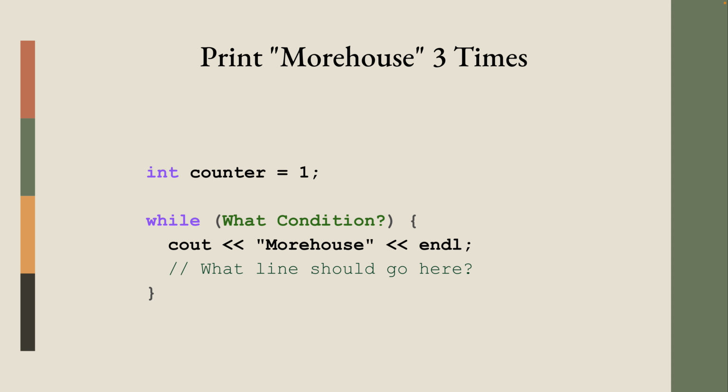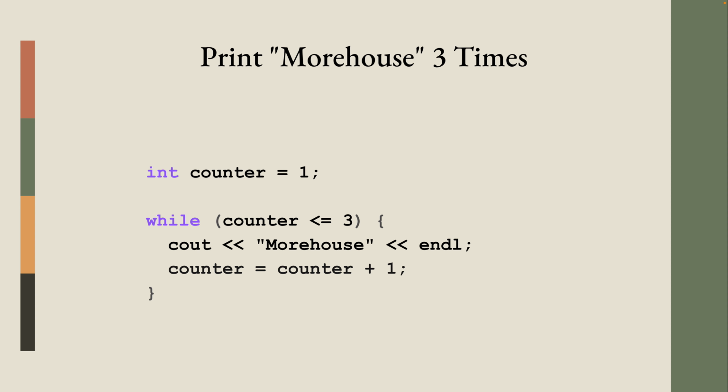So first off, how many times is this loop gonna run? 3 times. Sorry, we want it to run 3 times. What can we put in the condition to make sure it runs 3 times? Yeah, counter is less than or equal to 3. And what do we have to do in here? Counter plus 3? Counter plus 1. Yeah, so we'd have to set counter is equal to counter plus 1. Right, so the first time counter is 1, we print out Morehouse. Second time counter is 2, we print out Morehouse. Third time counter is 3, we print out Morehouse.